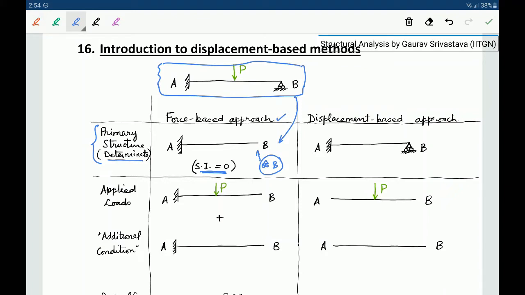And in this case we can consider two different primary structures. One where the applied loads are considered. So this is the primary structure with the applied load. This will have some deformation, and then there will be another one with the redundant force. In this case the redundant force is the reaction at B, and this will have another deformed profile. And then we were invoking an additional condition in this force based approach. This was the compatibility.